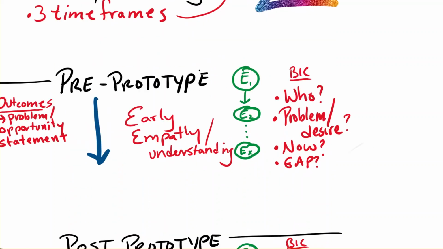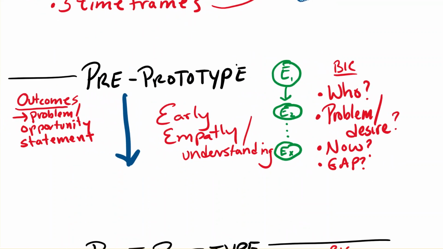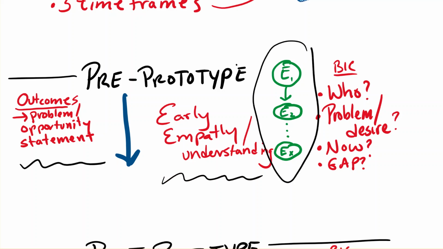So let's talk about pre-prototype work. This is before you have a prototype, and the outcomes that you're trying to achieve deal with really trying to zero in on the problem and opportunity statement. We have a video for this. You should go ahead and take a look at that video, but ultimately you're trying to discover what is that problem or opportunity that is there with the different customers. Thus, you're trying to build early empathy and understanding, and you're doing this in multiple interviews. Here's one, here's two, and it goes on to however many you ultimately end up having.